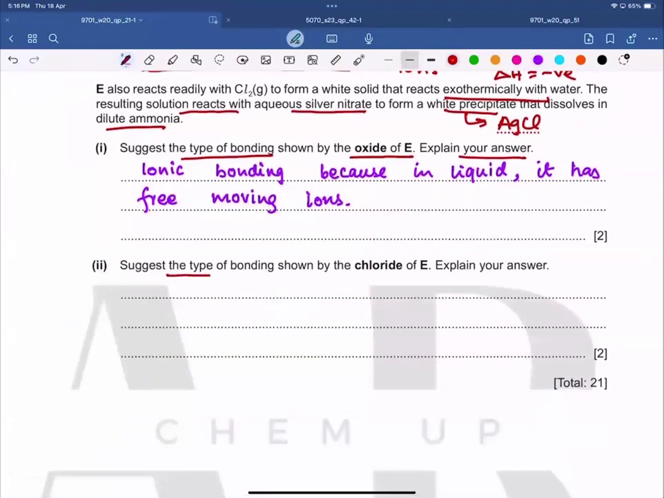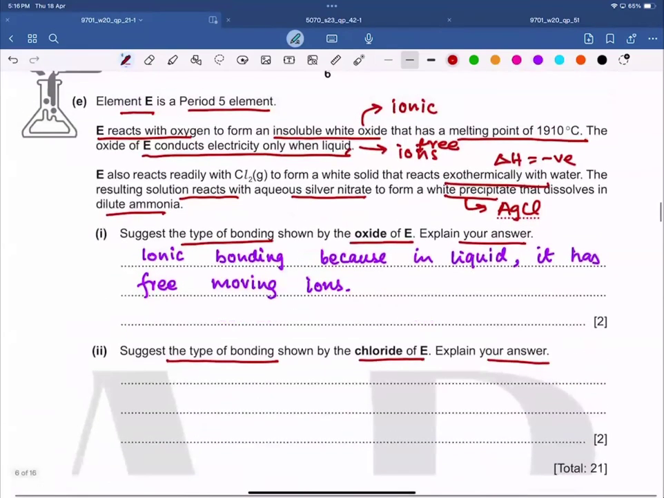Next. Suggest the type of bonding shown by the chloride of E. Explain your answer. Okay. So if we see over here, the white solid, that is a chloride, reacts exothermically with water. So what does this further tell you? Which compound reacts with water?